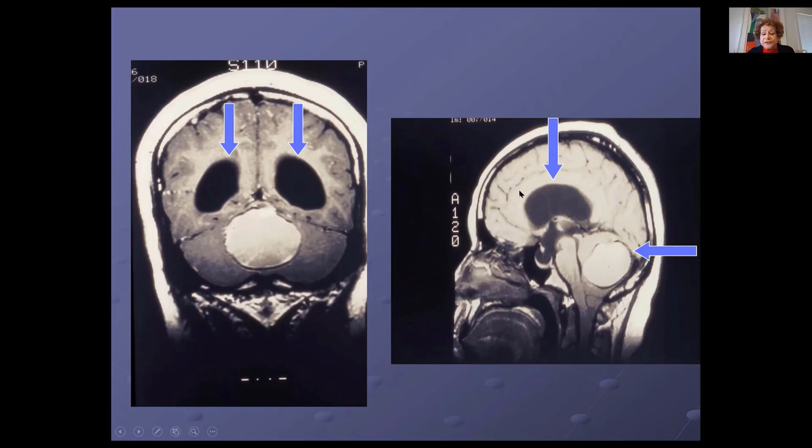You can see these are all the same color, but there's this large, huge tumor that is squashing the cerebellum. The cerebellum should be over here. It is getting squashed up, pushed up into the pituitary. And that's going to affect her visual fibers. It's also going to affect her hormonal balance.